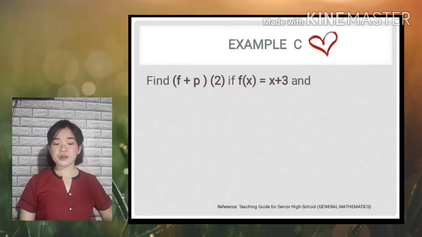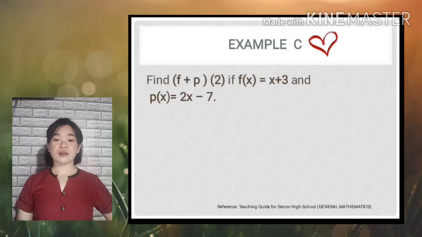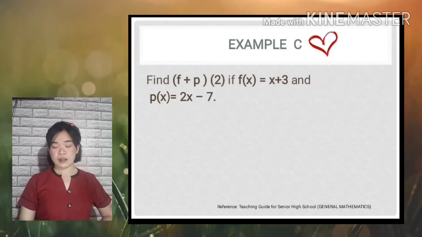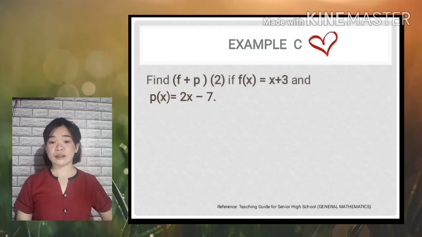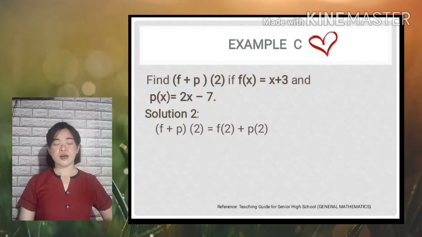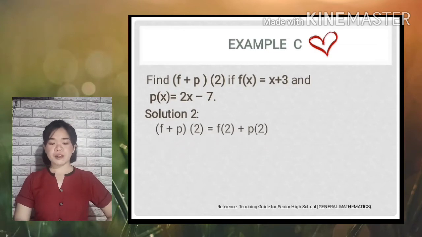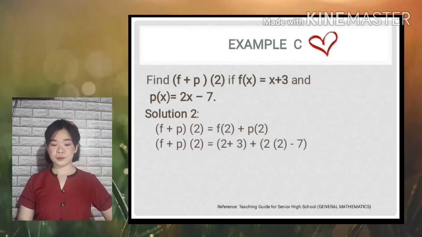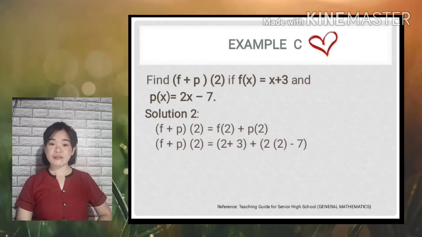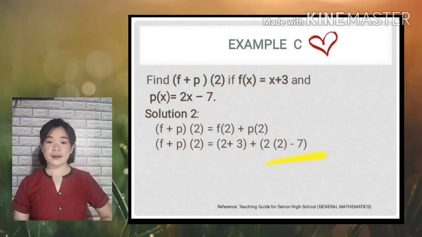So this is the second solution. In the second solution, we are going to substitute the value of x from the very start, without performing any operations. So f plus p of 2 is equal to f of 2 plus p of 2. So substitute, replace all the values of x. From x plus 3, that will be 2 plus 3, plus the operation from 2x minus 7, that will be 2 times 2 minus 7. And then perform the operation.